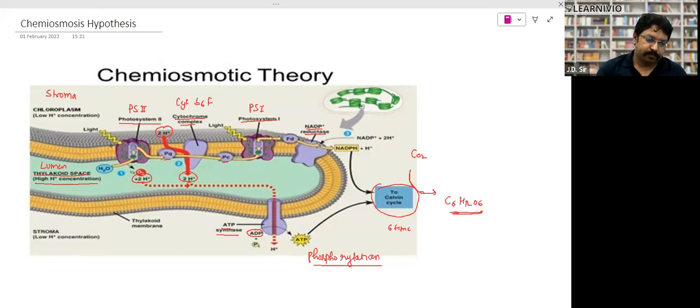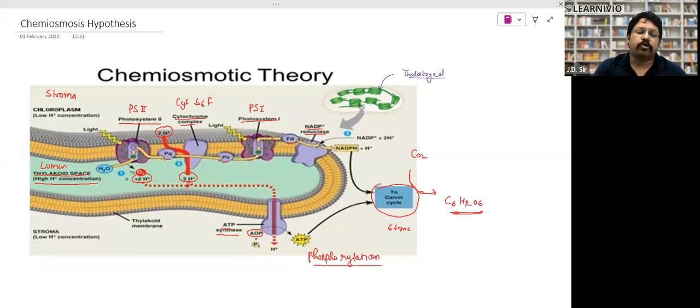Look, this is the structure of what? Thylakoid. This is thylakoid. So these are the thylakoids, and this is the structure of a thylakoid. So try to understand. This is the thylakoid membrane, right? This is the thylakoid lumen, right?